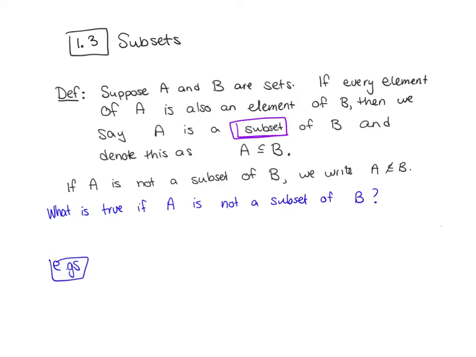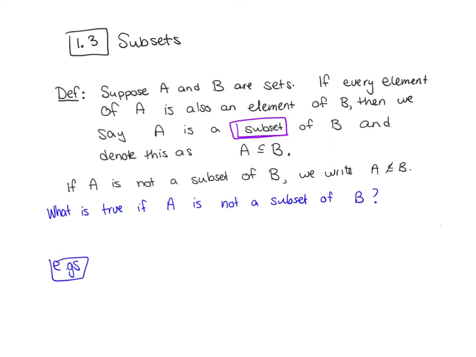Section 1.3 covers subsets. So let's start with the definition. Suppose you have two sets, A and B. If every element of A is also an element of B, then we say that A is a subset of B. And we denote this with this subset notation.